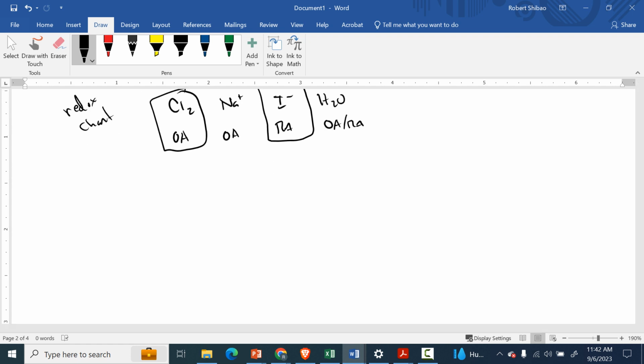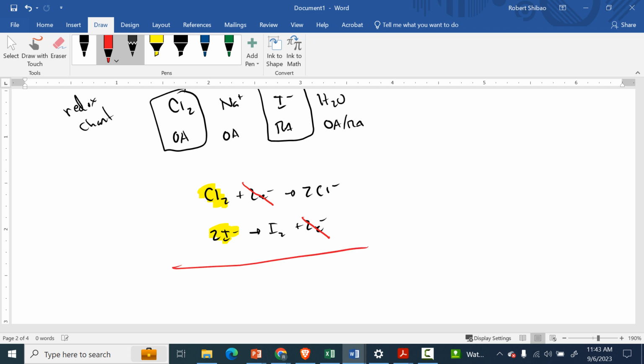And so I just copy the half reactions. For chlorine, it's chlorine plus 2 electrons yields 2 chlorides. And for iodide, I have to reverse it. So 2 iodides goes to iodine plus 2 electrons. The reason is that these are my reactants: chlorine and iodide. So iodide, I have to flip from the right side to the left side in order to make it a reactant. The 2 electrons on the right get canceled out by the 2 electrons on the left.